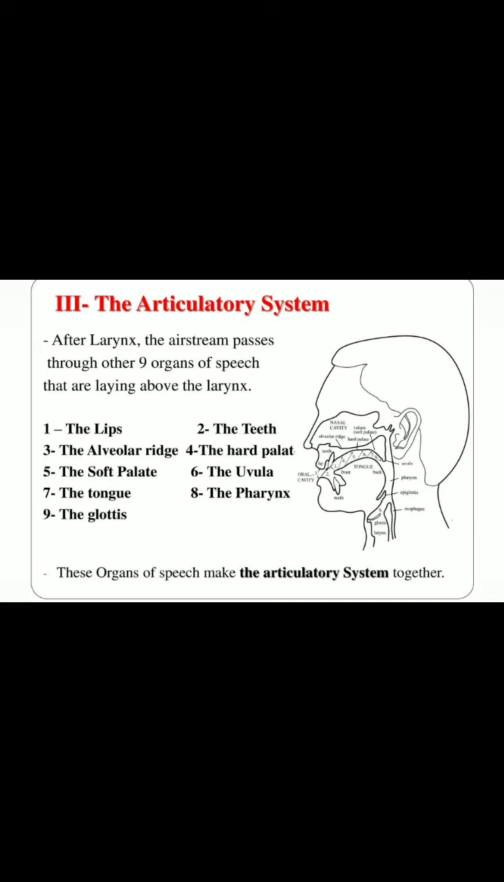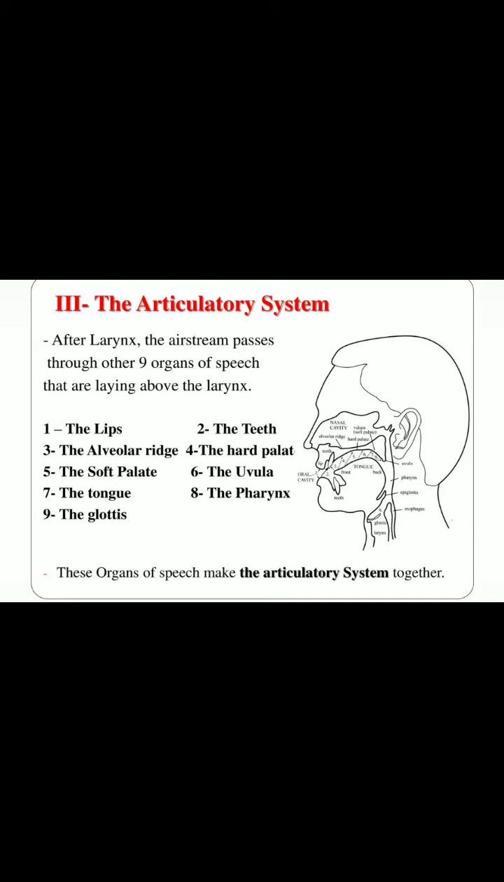Second is the teeth. Certain consonants are produced with the help of the teeth. Putting the tongue in between the front teeth produces what are called interdental fricatives. Example, think, that. Pressing the lower lip against the upper front teeth produces labiodental fricatives. Example, fan, van.